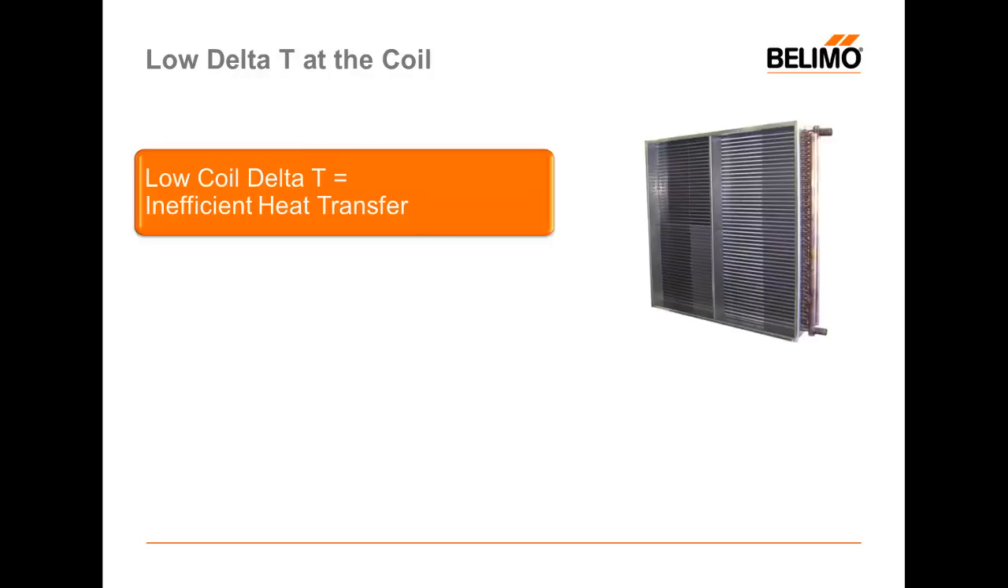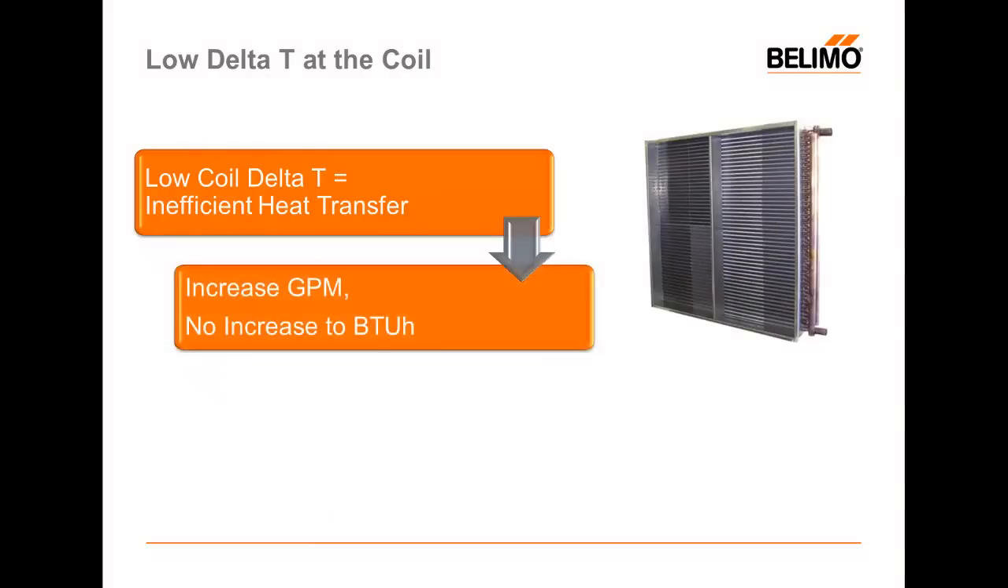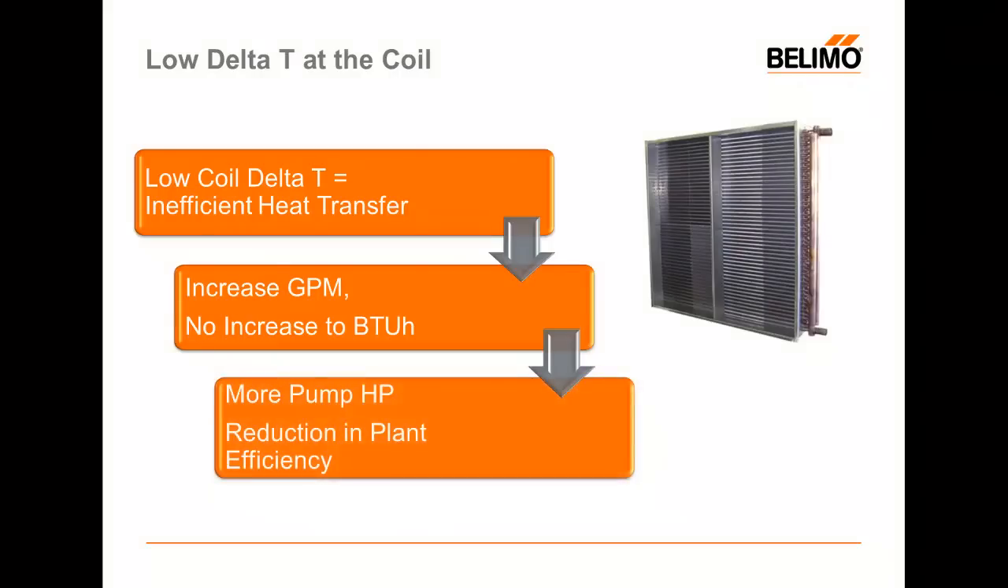Since we're not making the water any warmer, it means we haven't transferred that heat into the space. In order to achieve this type of low Delta T, it means we have to increase our GPM. That means we're flowing water faster and not increasing any BTU output. When we do this, we obviously incur more pumping costs from pumping more water, and we reduce our overall plant efficiency.